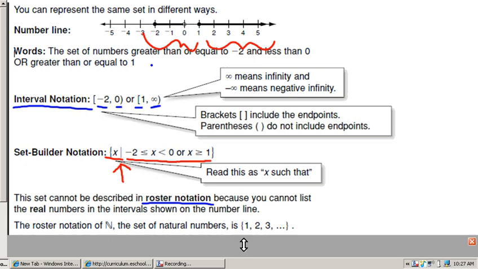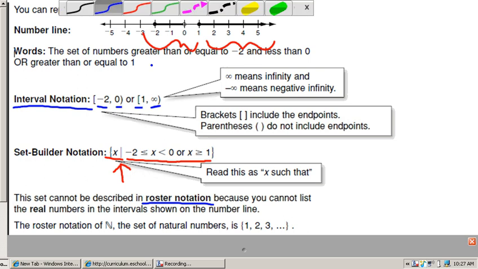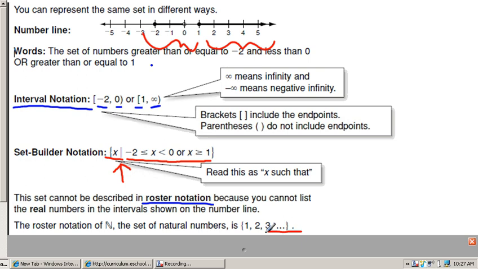So if you are looking at roster notation of the set of natural numbers, you would represent it as we have here to the right. Starts with 1, 2, 3, and you have the brackets there, and then the three little dots show that it continues forever, because natural numbers continue forever in that direction, the positive direction.